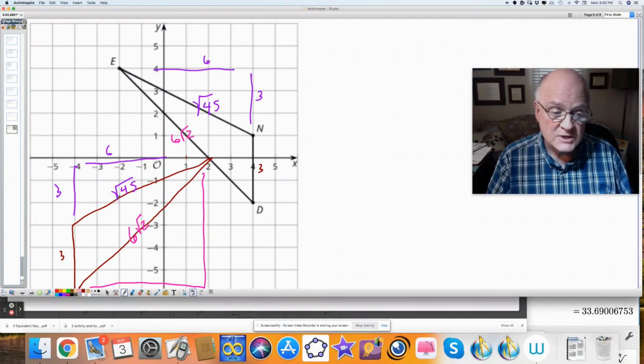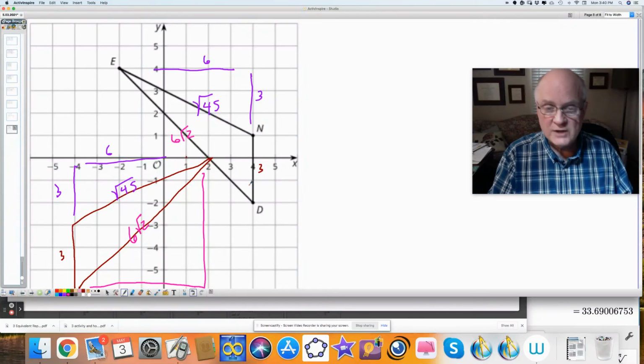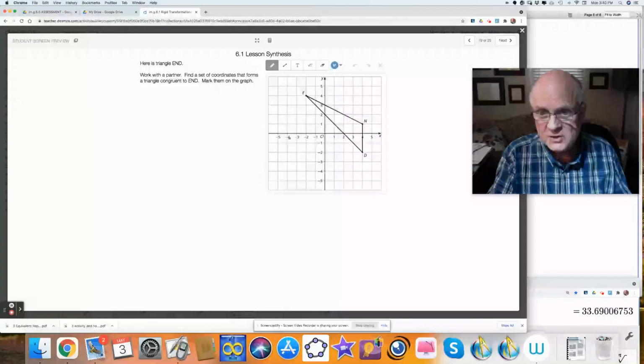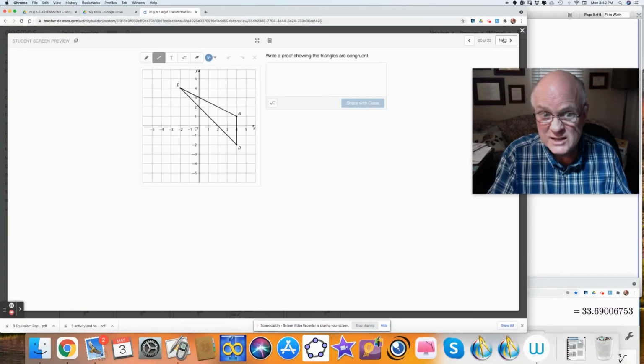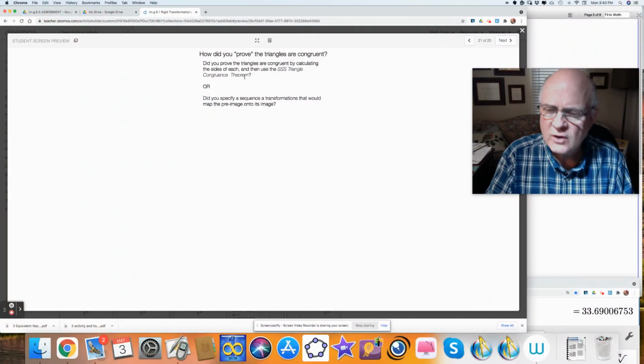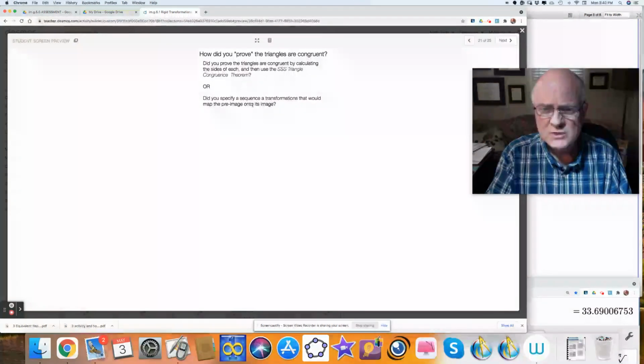Another thing I could have done was I said, translate this triangle from D prime to D, and then reflect it across ND. So there are two ways of showing that they're congruent. One is with the sides, and one is by rigid transformations. That's kind of the big idea from this lesson. The proof, maybe I show it by and when you graph it, it would show up there as well. So you could use the side-side-side triangle congruence theorem, or you could use a special sequence that would map the pre-image onto the image. That's the big idea.